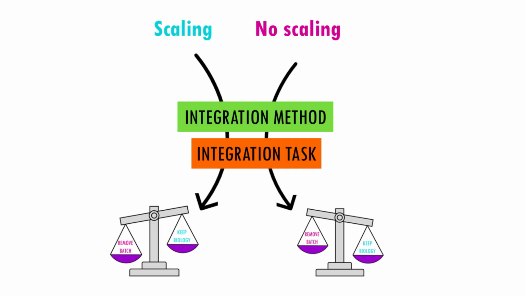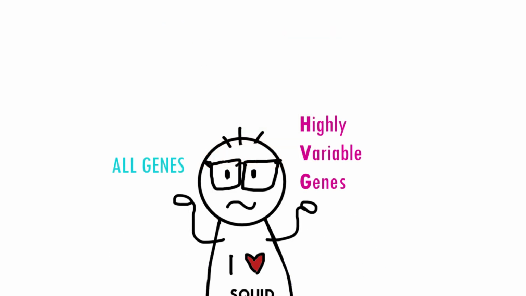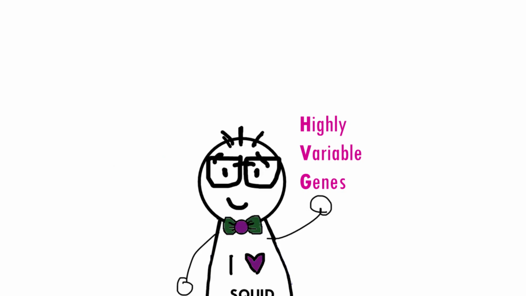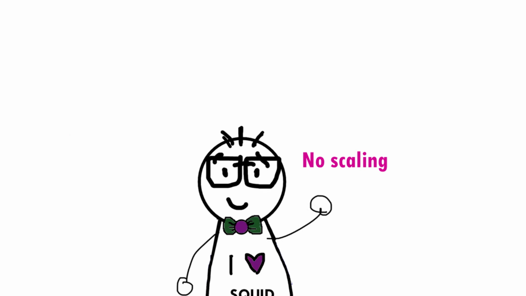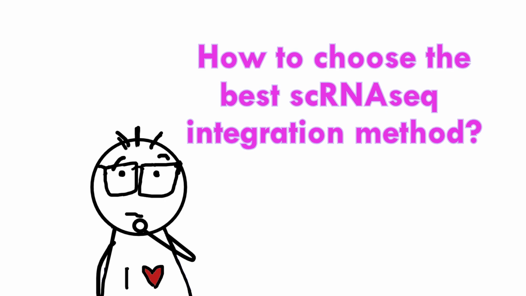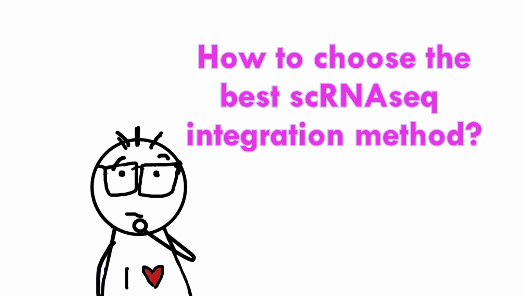So the very, very general recommendation, and again, it's better to check for specific examples that align with your data, but the general recommendation is to use highly variable genes before integrating and to avoid scaling unless batch effects are very strong. Nice. So now we're ready to go back to our original question. How do I choose an integration method for my data?